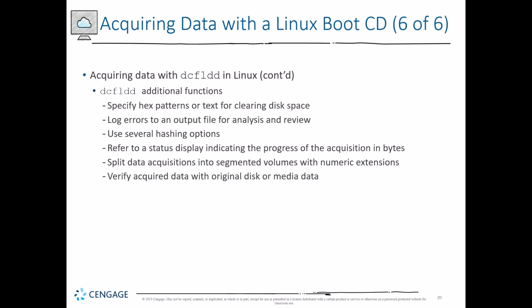So if we are using the dcfldd command, we can specify hex patterns and log errors. There are a lot of hashing options, and we can also look at the status of the progress of the acquisition, because that's one thing that not all the tools have, is progress bars. And I've encountered that where I've started an acquisition, had no progress bar, and had no way to estimate time to completion, so we just kind of sat, waited, and waited, and waited, and eventually it finished. The dcfldd command can also split the data acquisition into segments, if that is something that you want it to do, and there is a way to verify the acquired data using hash options.